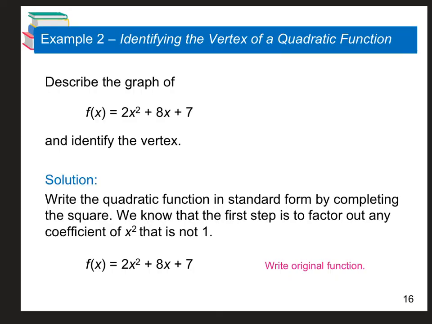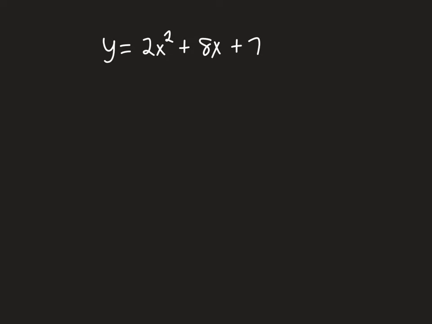Okay, let's look at another one. Let's describe this graph, 2x squared plus 8x plus 7, and let's see if we can find the vertex. Right now it is written in general form. We want to convert it to vertex form, or standard form. So let's take a look here and see what we can do.